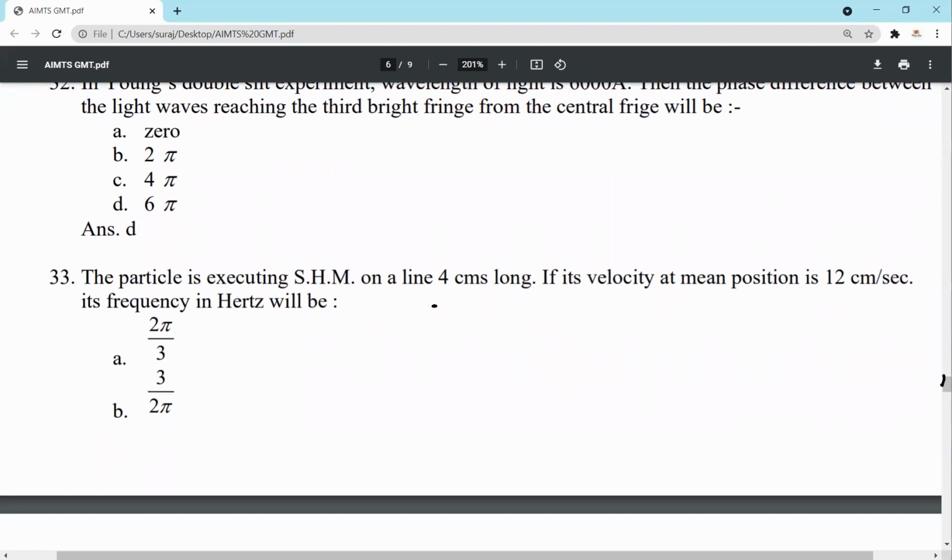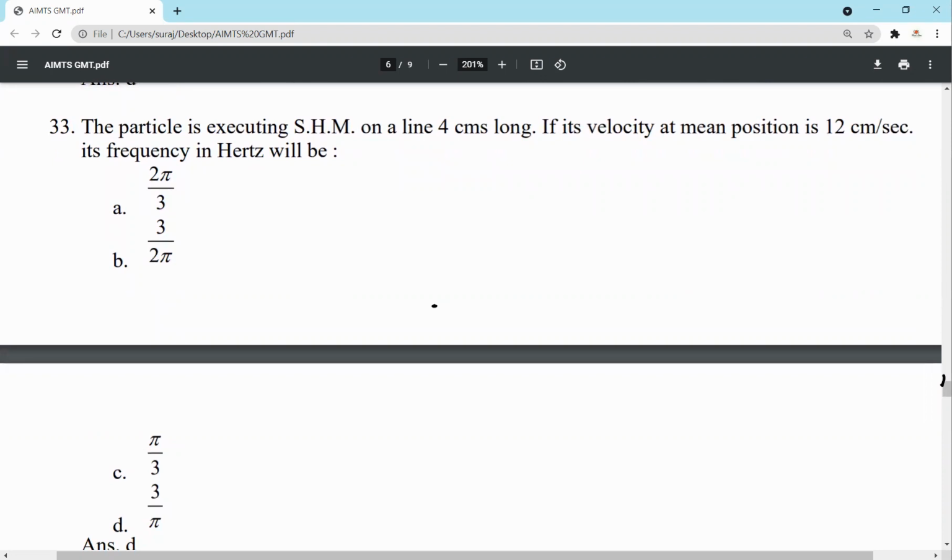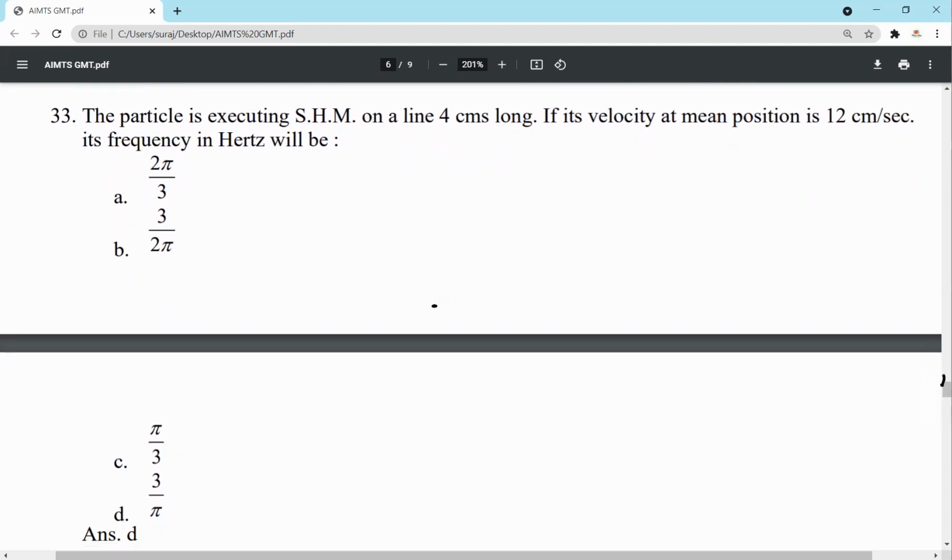A particle is oscillating in SHM in a line 4 cm long. If the velocity at its mean position is 12 cm per second, then its frequency in hertz will be? Frequency is 1 by time period. Now the time period of SHM is 2 pi by omega, so frequency is omega by 2 pi.